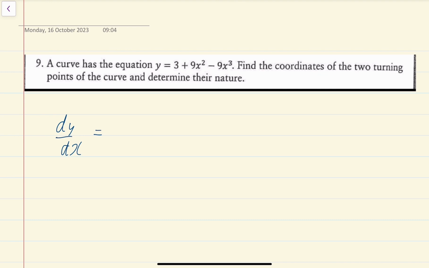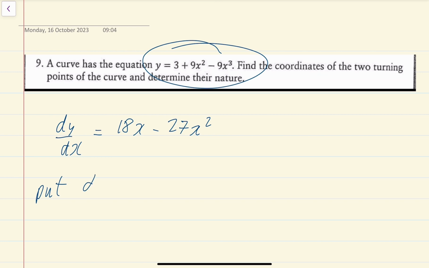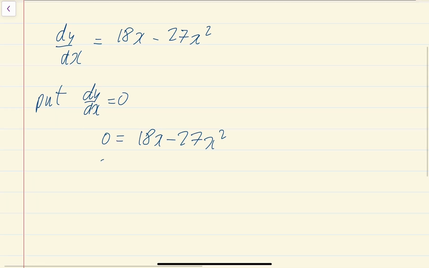So what you've got to do is differentiate your y. If you differentiate it, you will get 18x minus 27x squared. And then at a turning point, your dy by dx is equal to 0. So say put dy by dx equal to 0, which means 0 is equal to 18x minus 27x squared. And then what we could do here is factorize. So you could pull out a 9x, which would leave you 2 minus 3x.